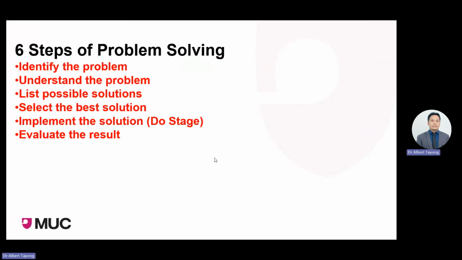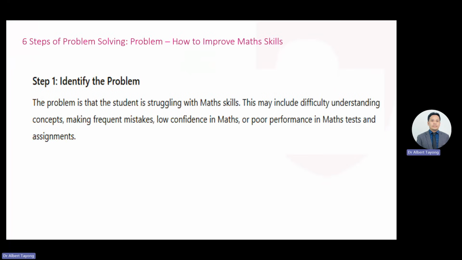Now let's have the 6 steps of problem solving. This one is fixed. The red ones: identify the problem, understand the problem, list possible solutions, select the best solution, implement the solution, the do stage, and evaluate the result, or you can mention the evaluation stage. For example, the problem is how to improve math skills. Or I might say how to improve your communication skills. It's similar to this. Step 1 is identify the problem.